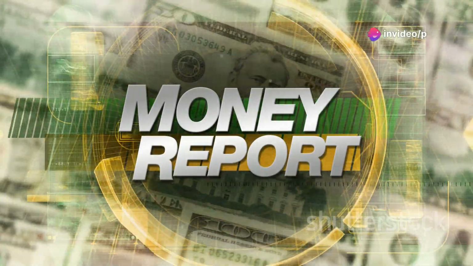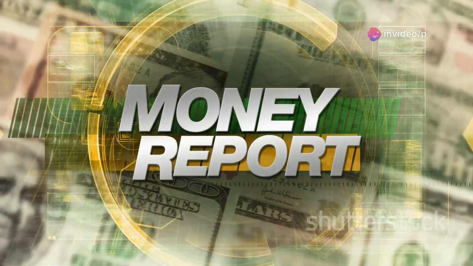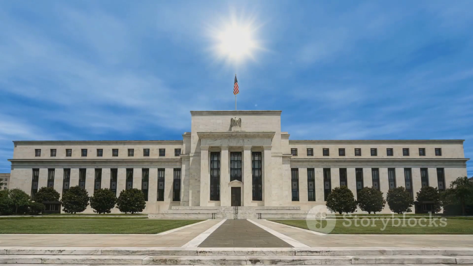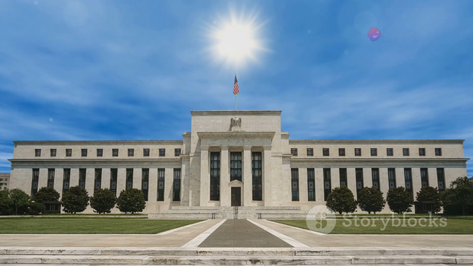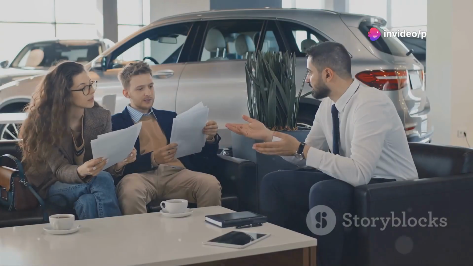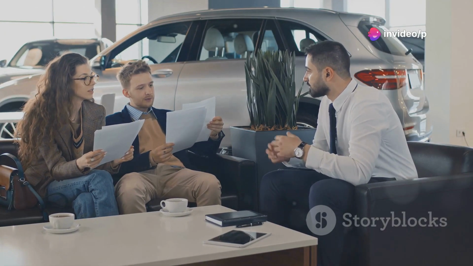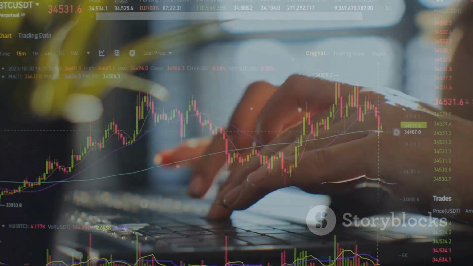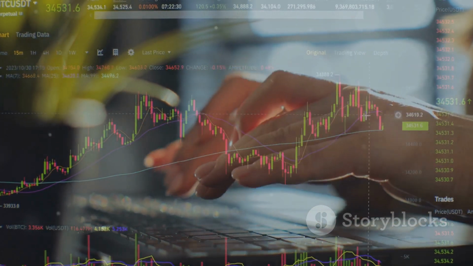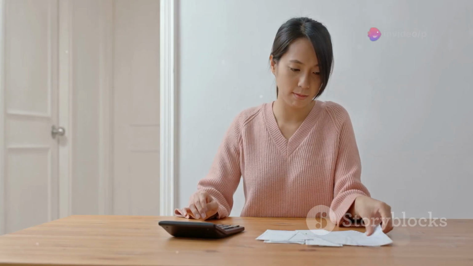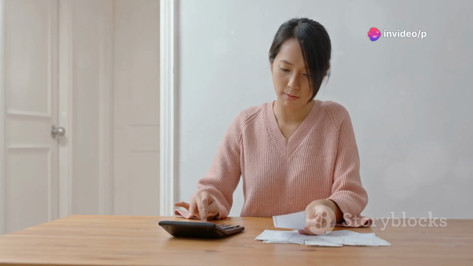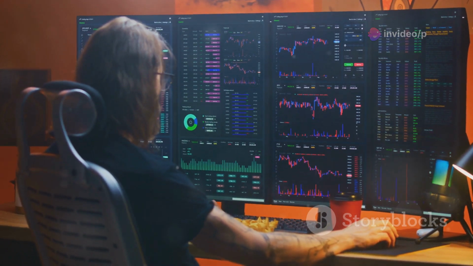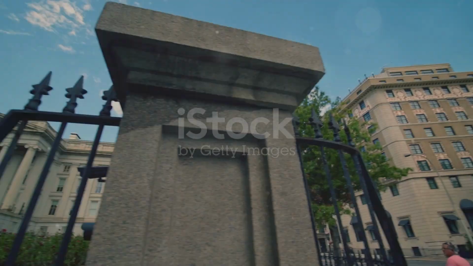Section 4. Interest rates, a key driver of liquidity. Interest rates are like the volume knob for liquidity. When the Federal Reserve, our central bank, lowers interest rates, it becomes cheaper to borrow money. Lower interest rates encourage businesses and consumers to take out loans and spend more. This increases the money supply and boosts liquidity. Conversely, when the Fed raises interest rates, borrowing becomes more expensive. This can slow down economic activity and reduce liquidity as businesses and consumers tighten their belts. Understanding the relationship between interest rates and liquidity is crucial for investors to navigate market fluctuations.